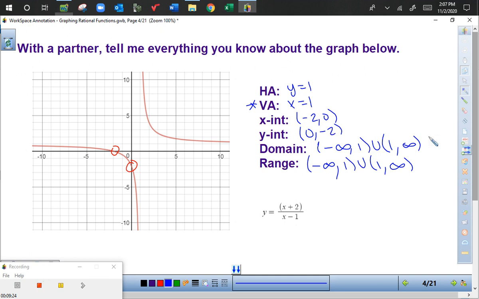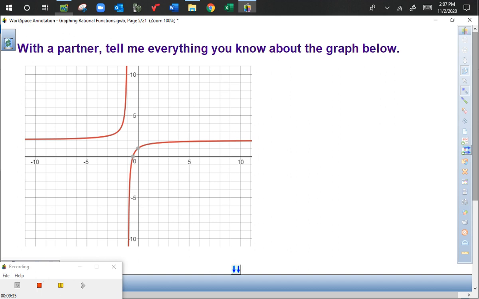What I want you to do is actually find all of the things you notice about the second graph, and then we'll kind of go through those here after you've written those things down. Okay, so pause the video now and write down all of those important features for this graph.